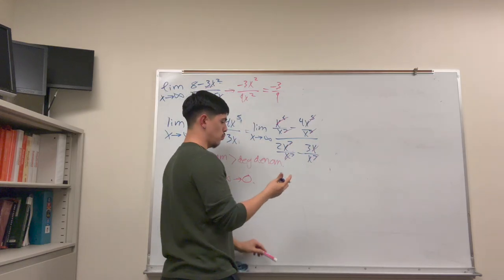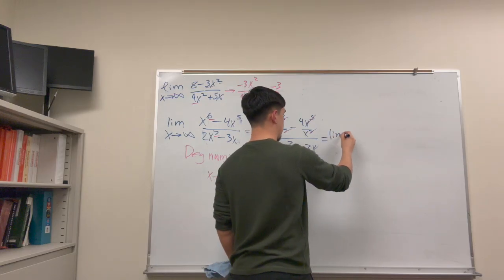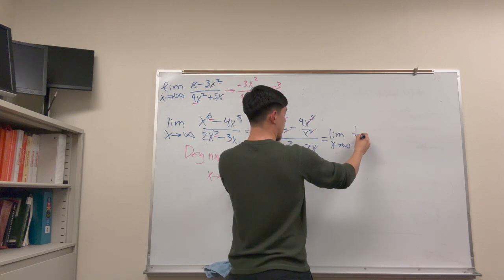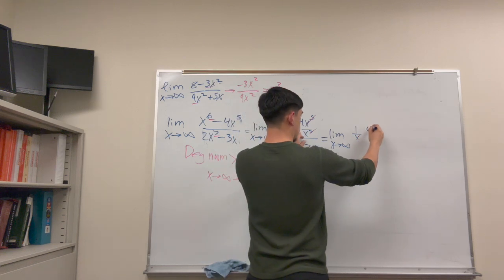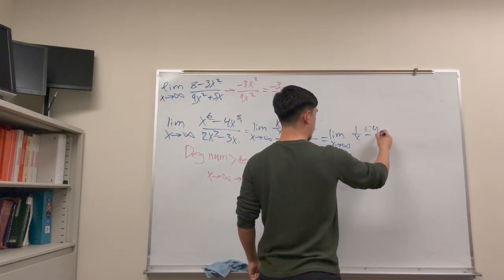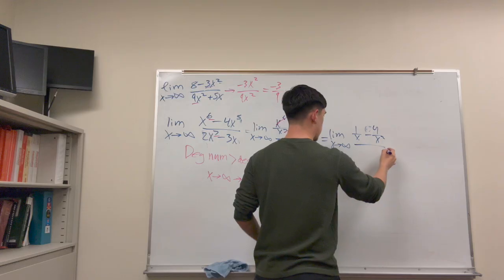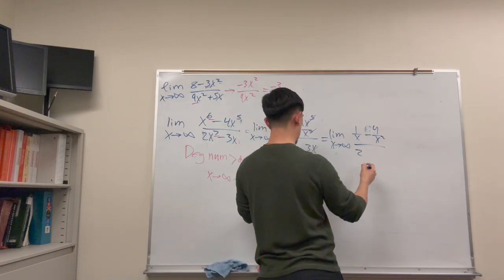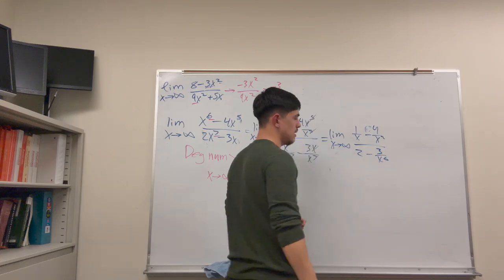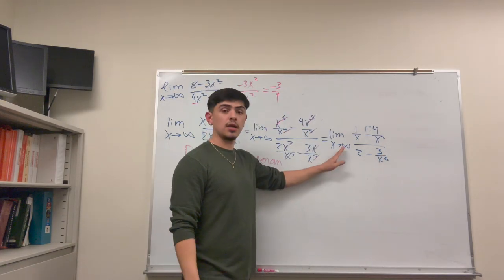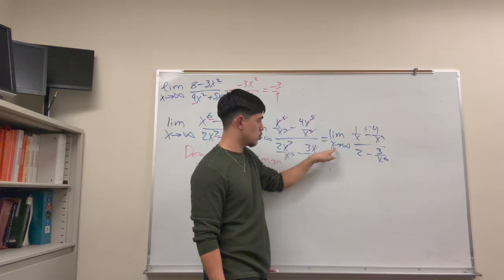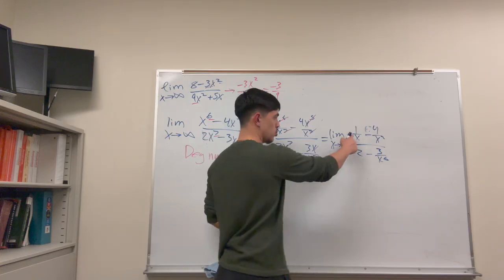And so, moving forward, we have the limit as x goes to infinity, and this turns into 1 over x. This one turns into minus 4 over x squared, this is going to be 2, and we have minus 3 over x to the 6th. Then doing direct substitution here, this turns to 0. Remember, a number over x, as x goes to infinity, is going to be 0.